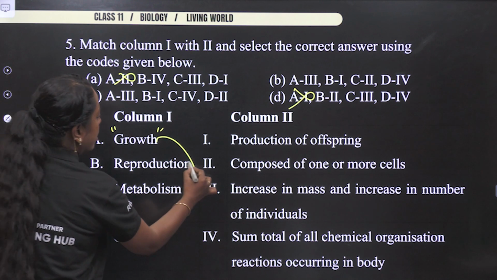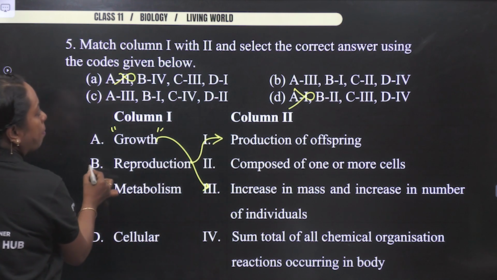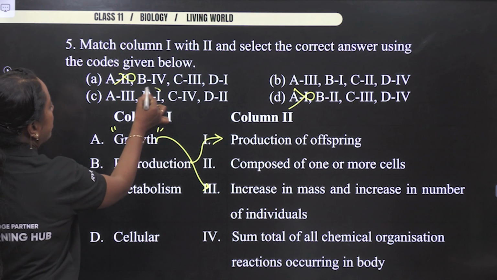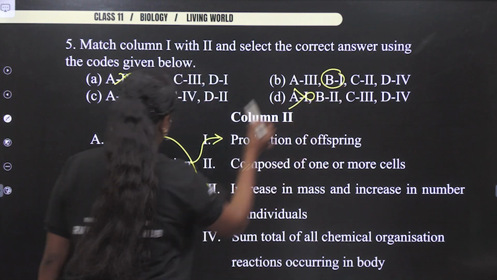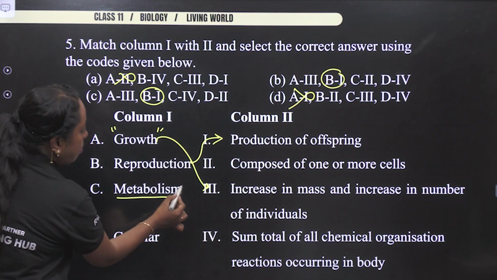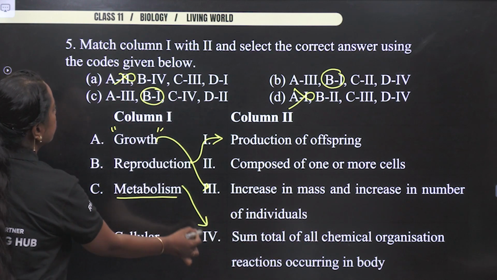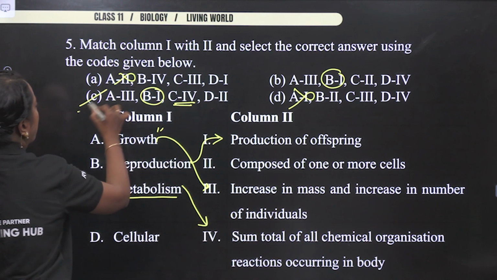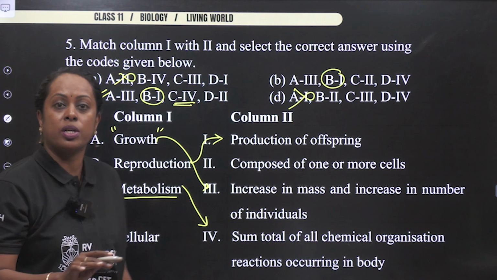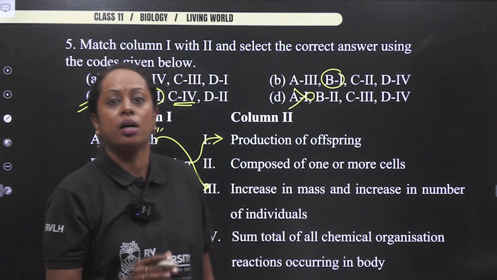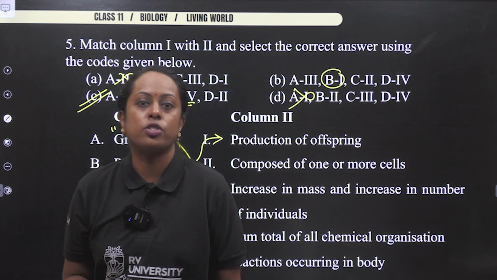Next, reproduction: production of offspring. B becomes 1. So here B is correct. Here also B is correct. Now let us go for metabolism. Metabolism is the sum total of all chemical reactions. So C is 4. So the answer becomes option C. I'm not even checking option D. I would like to save time here. So that's how you solve match the following.